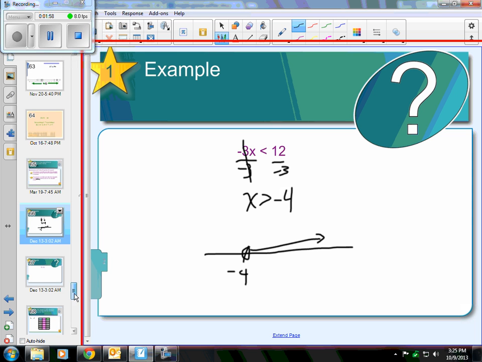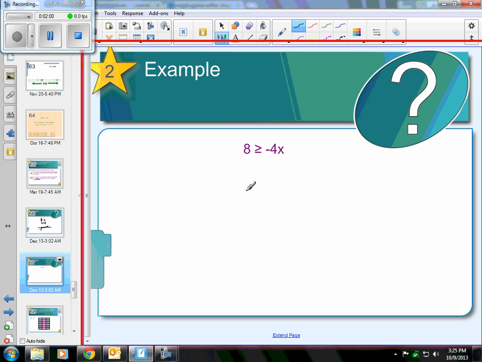All right. So we're going to do one more example. This one again has a negative number. So we would divide by -4. Those cancel out and we have x. And because we divided by a negative number, we're going to switch the sign. So 8 divided by -4 is -2.